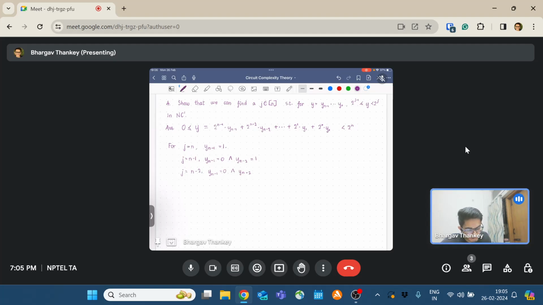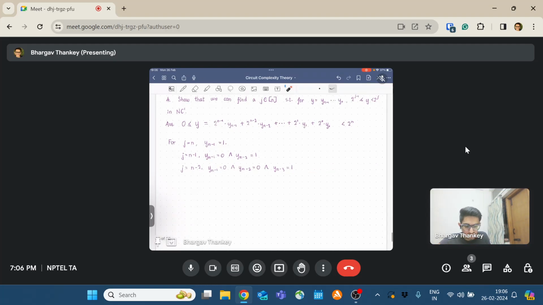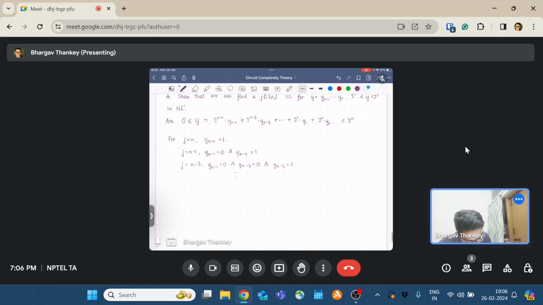Any such number would be between 2^(n-3)-1 and 2^(n-3)... wait, oh, any such number would be between 2^(n-3+1)-1 and 2^(n-3+1). So in this case, you would get what you want, right? And we can do this in general, right?